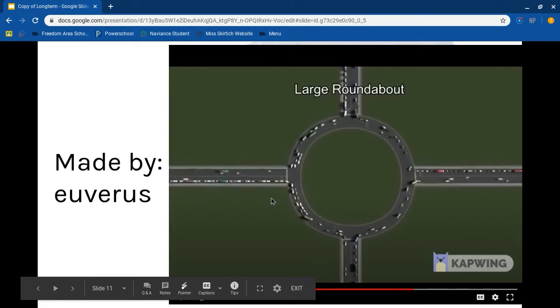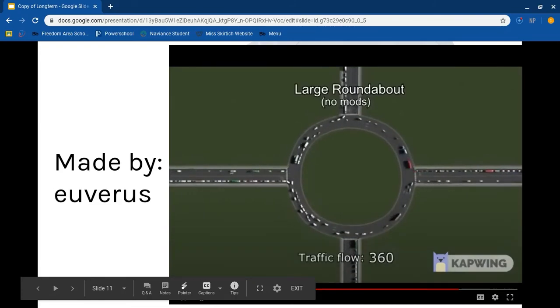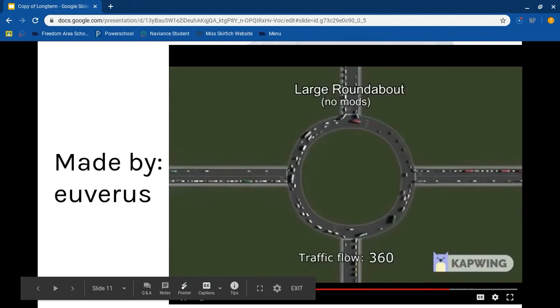So then he also added a larger roundabout, which means you could get more speed in there. And it doesn't really make that big of a difference. It's only 360 cars per minute, but there is some difference in there.